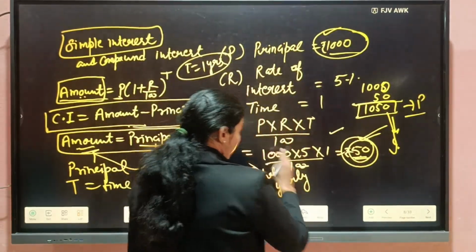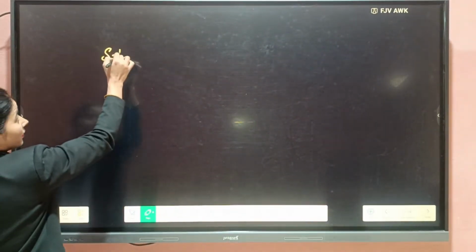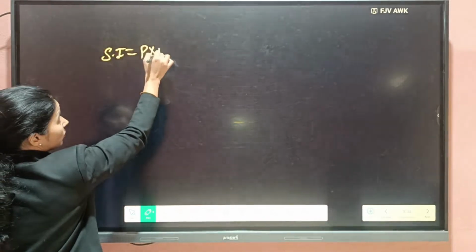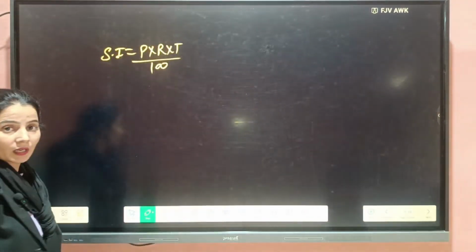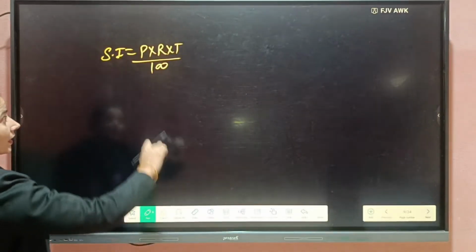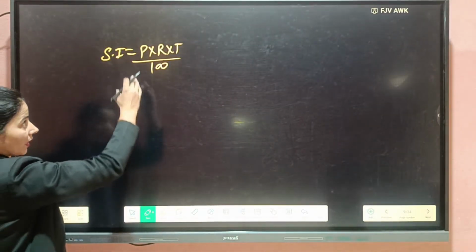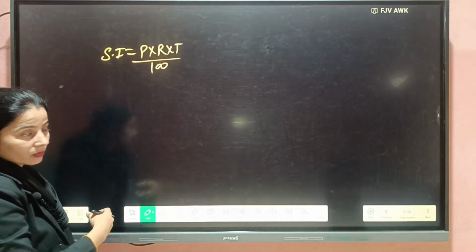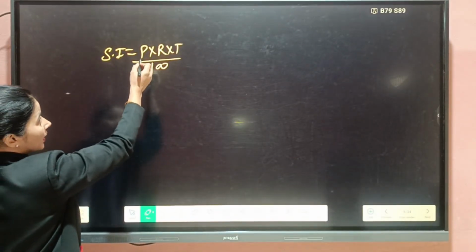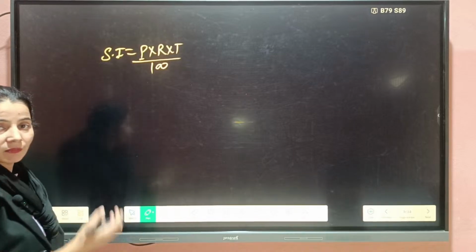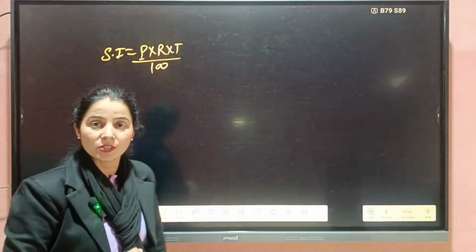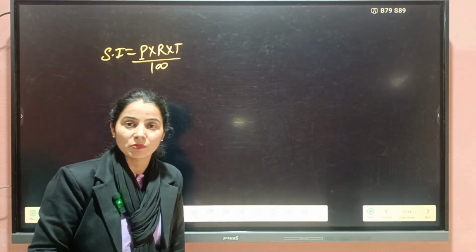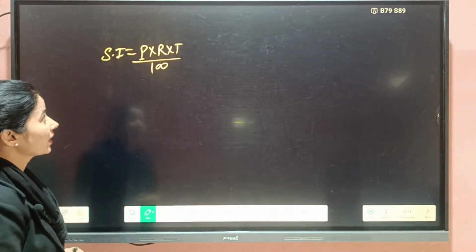Now, one formula for finding simple interest is P into R into T by 100. From there we can derive more formulas also. It is simple. In some cases maybe the principal is not given to us, in some cases the rate of interest is not given to us, and sometimes we have to find the time. So how can we find that?